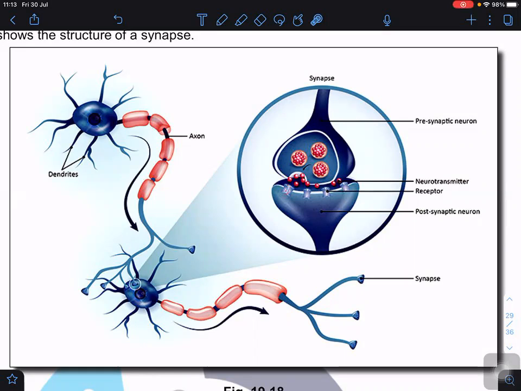The membrane at the presynaptic neuron is known as the presynaptic membrane, and we also have the postsynaptic membrane. At the postsynaptic membrane, you can see the receptor, which we call the ligand-gated sodium ion channel. Let me show you the whole structure.